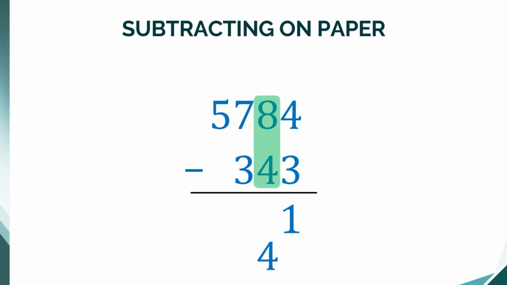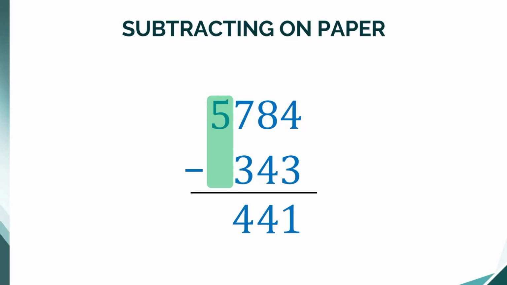We're then going to shift to the left. What is 8 minus 4? It is 4. We're then going to shift to the left. What is 7 minus 3? It is 4. And then finally, what is 5 minus 0? It is 5.